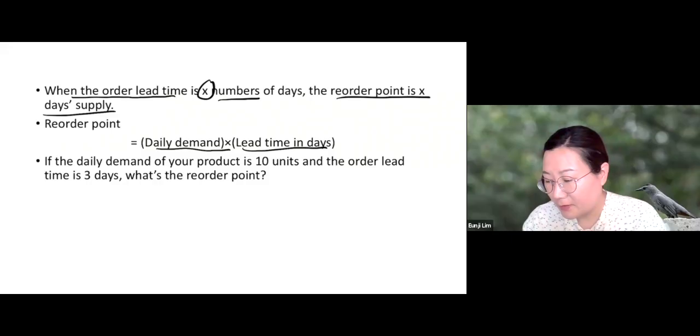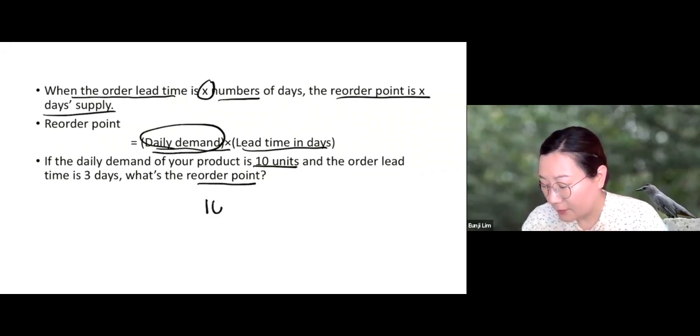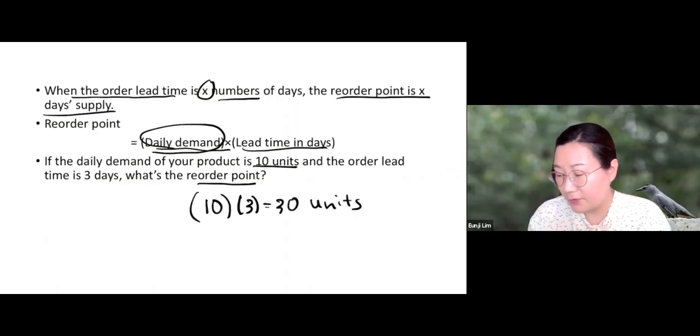If the daily demand of your product is 10 units and the order lead time is 3 days, what's your reorder point? The daily demand is 10 units and the lead time is 3 days. That's 30 units. That's the reorder point.